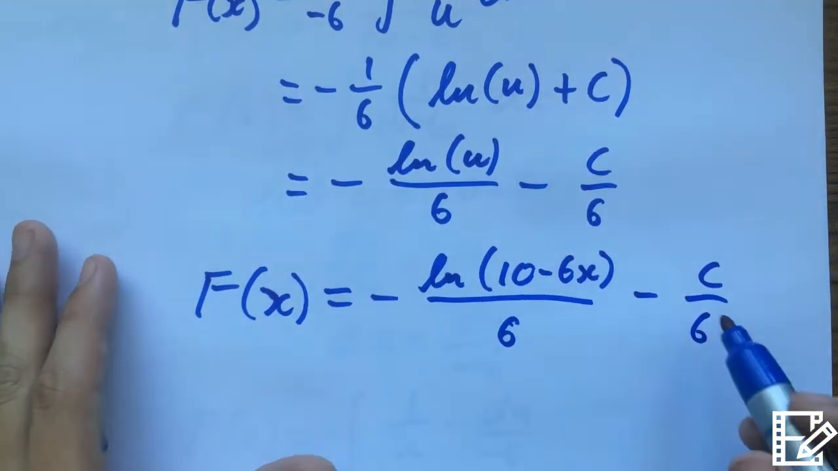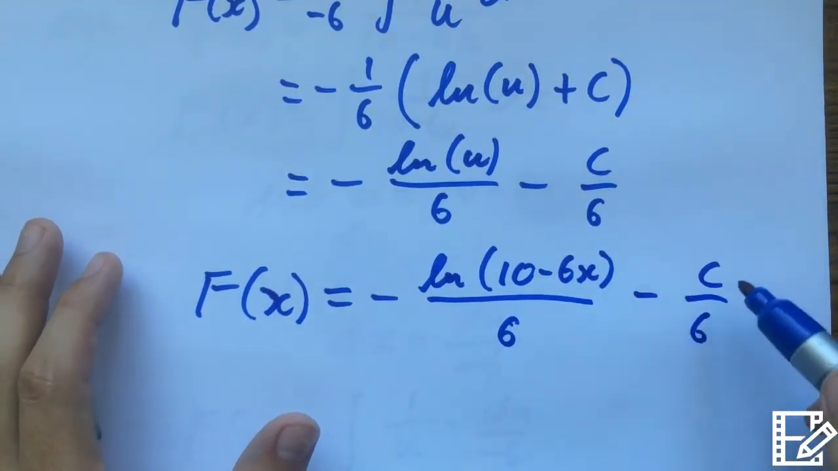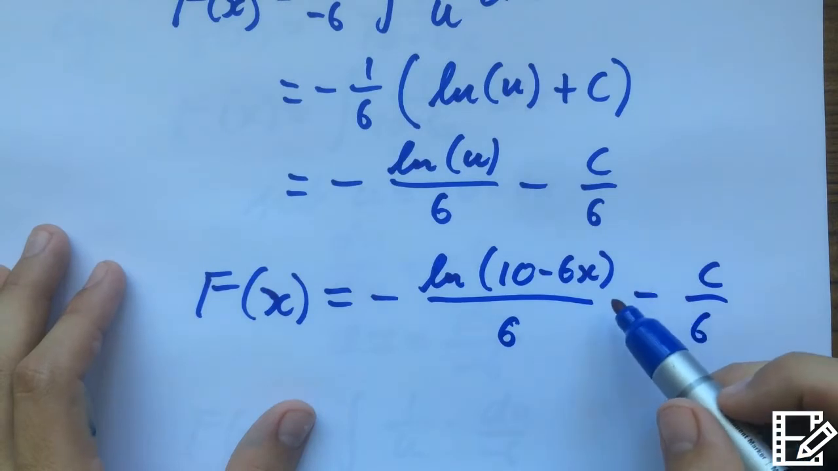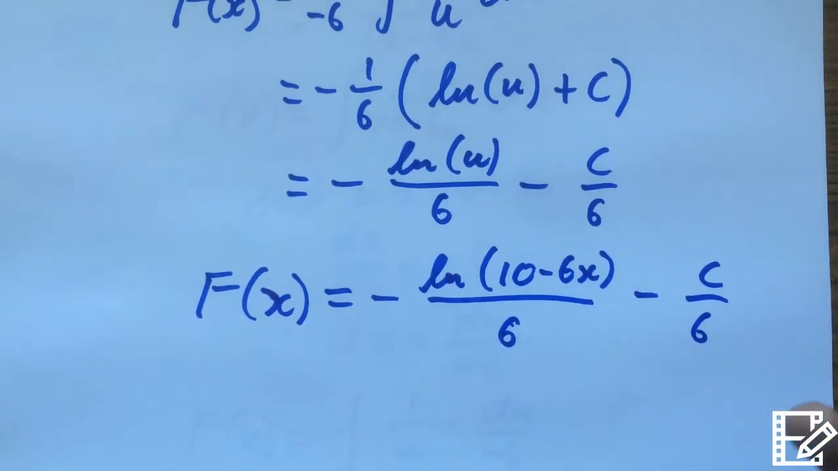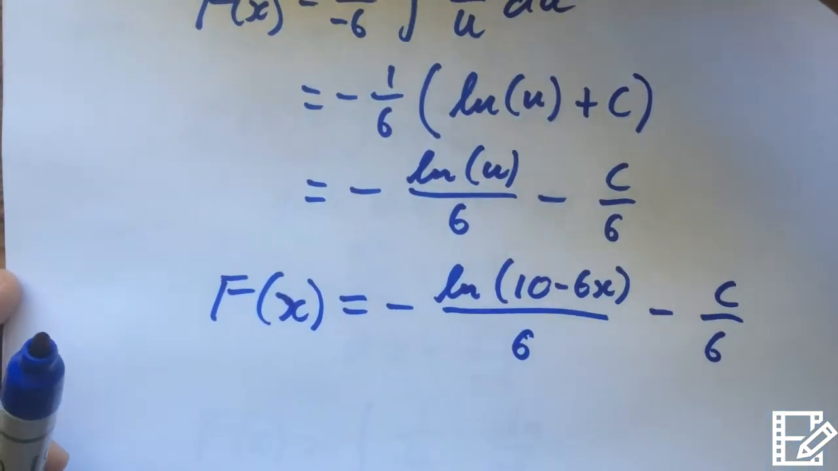Now I usually say something like h equals negative c on 6, and then I can just put plus h instead of this, but I haven't got heaps of constants to work with. That's not that bad to write, so I'll just leave it. Maybe just once, I'll just leave it.